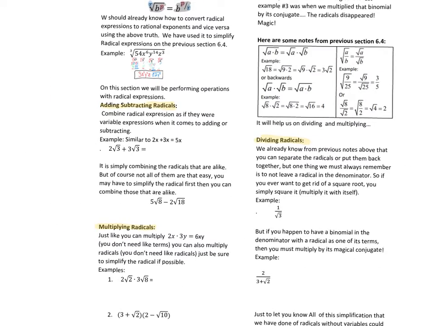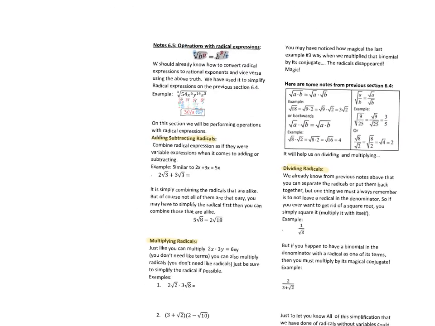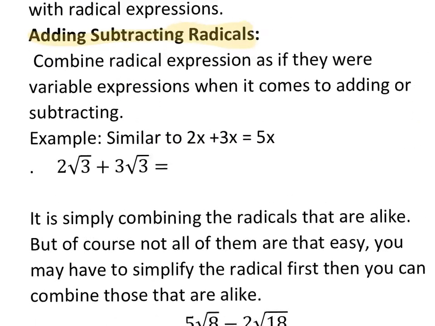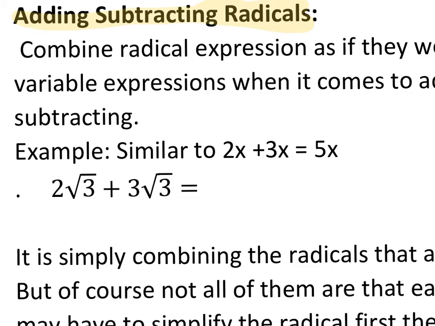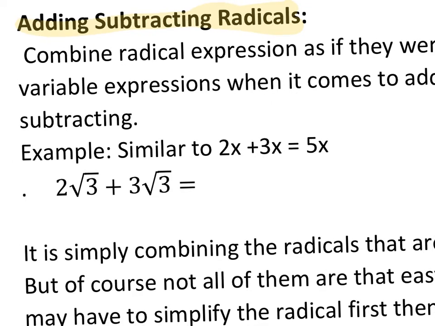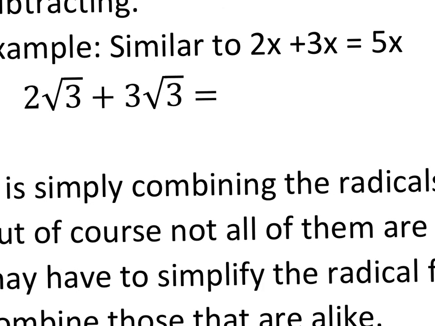Now, some of these are ridiculously easy, like adding and subtracting radicals. Okay, so it's similar to adding and subtracting variable expressions, right? If you have 2x plus 3x, because they're the same term, 2x plus 3x equals 5x, you simply add them together.